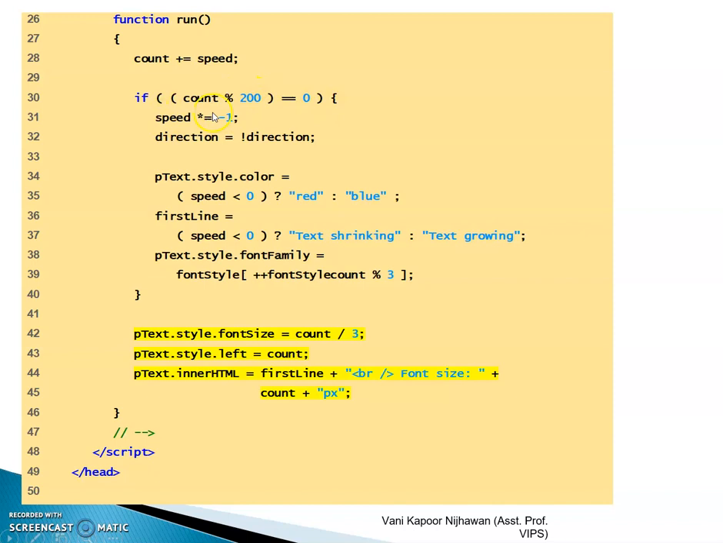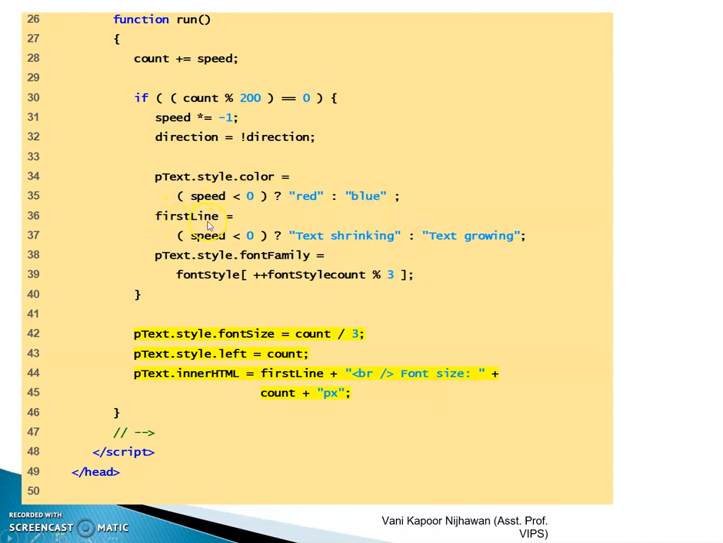If it becomes true, then what we are doing, we are multiplying the speed by -1 so that the count's value keeps on decreasing. So this phase will be taken as the shrinking phase. Direction's value is also becoming negative, means we are negating the value of direction. And ptext.style.color, the color of the ptext is being changed here. We are using the conditional operator over here. If the value of speed is less than 0, then the color would be picked as red or the color would be picked as blue.